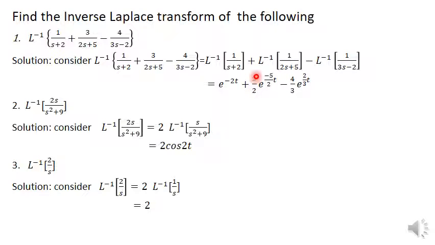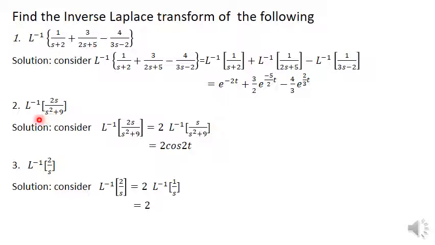Now, that is 3 by 2 into inverse Laplace transform of 1 over s plus 5 by 2, that is e raised to the power minus 5 by 2 t, minus, in the same way here also we have to take 3 outside to make the coefficient as 1. If you take 3 outside, the denominator becomes s minus 2 by 3, right. Therefore, inverse Laplace transform of 1 over s minus 2 by 3 is e raised to the power 2 by 3 into t.